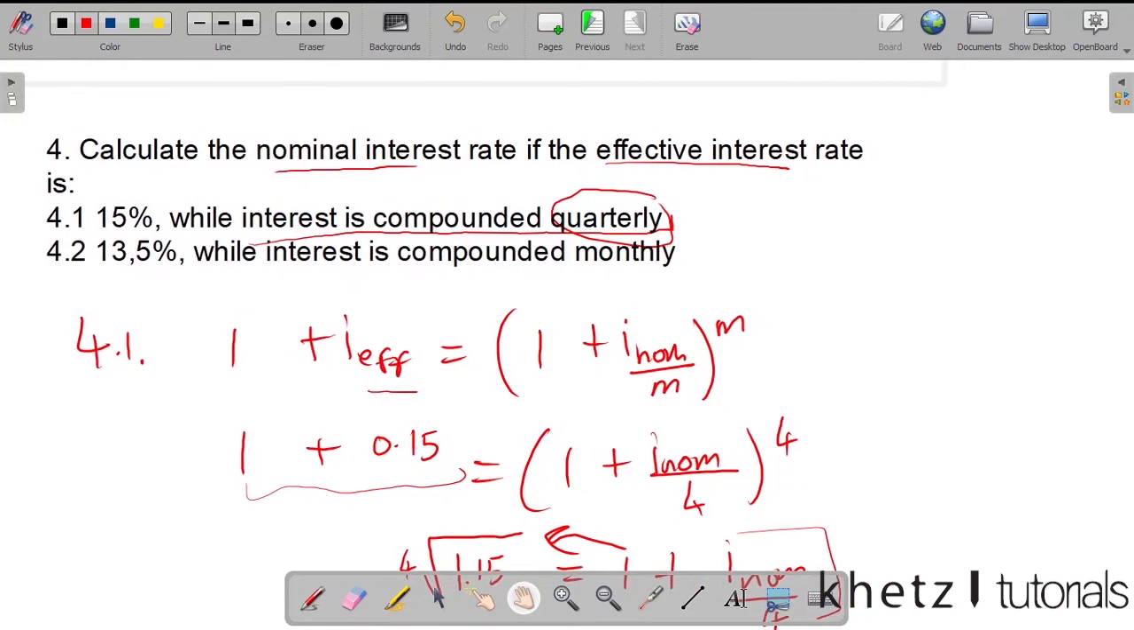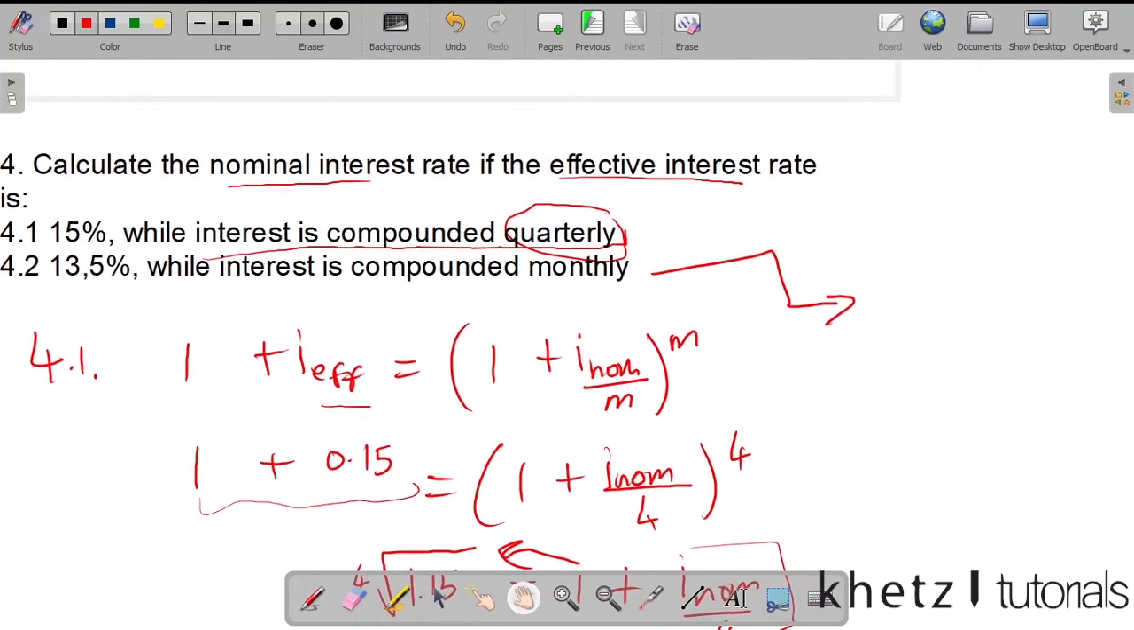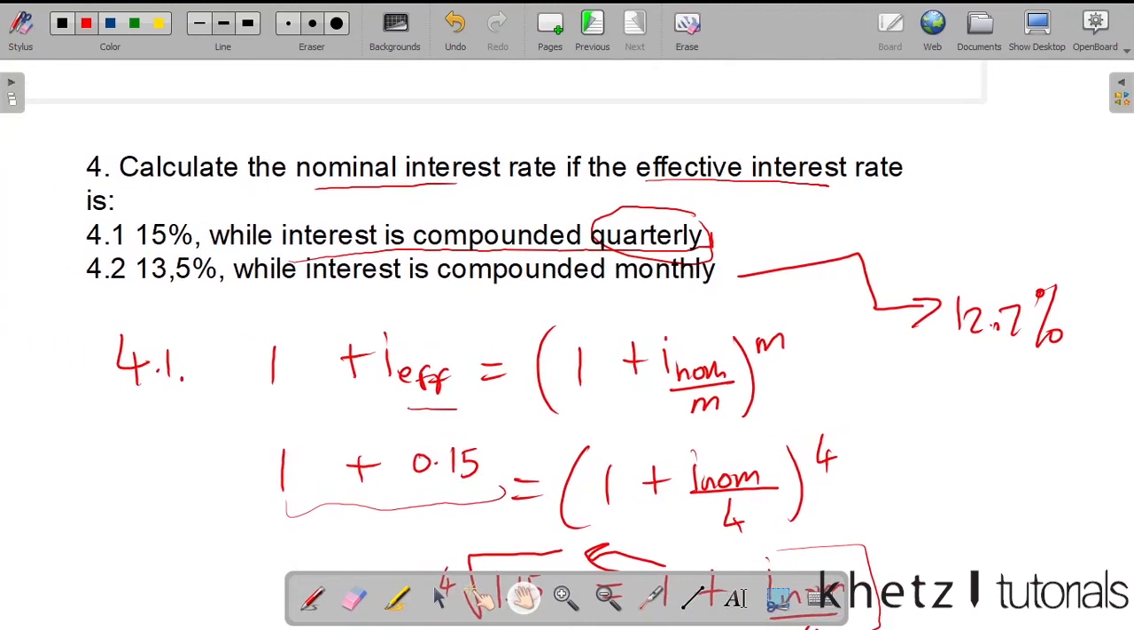So I'm going to give the next one to you as homework, and you should get a final answer of 12.7%. I'm just going to leave the question here for a few seconds just so you get the question. The second one says 13.5% while interest is compounded monthly, right? So the answer you should get for that is 12.7%.